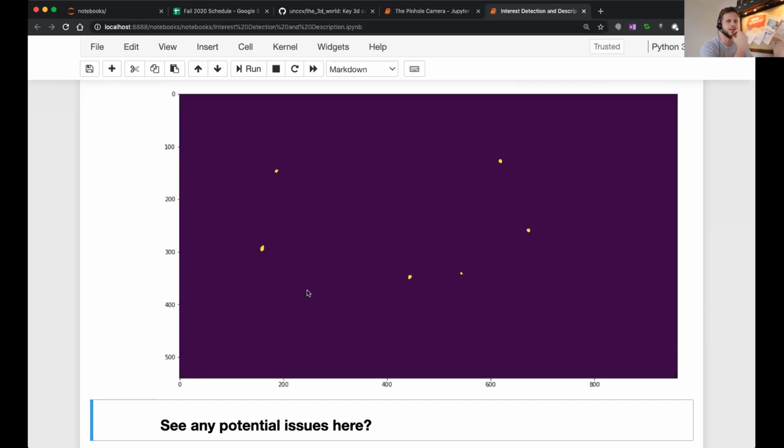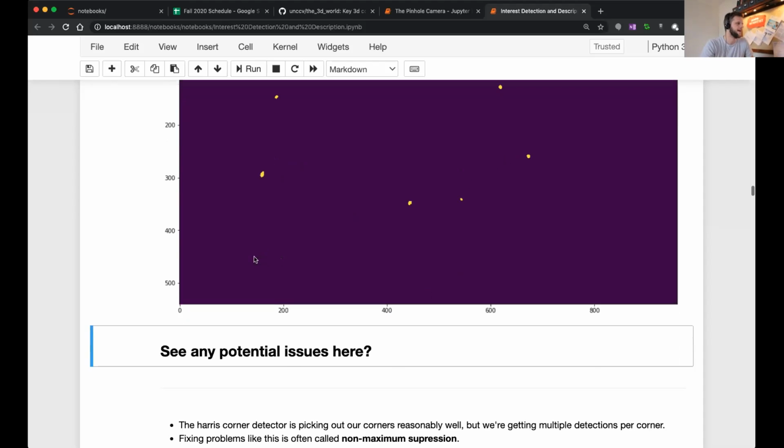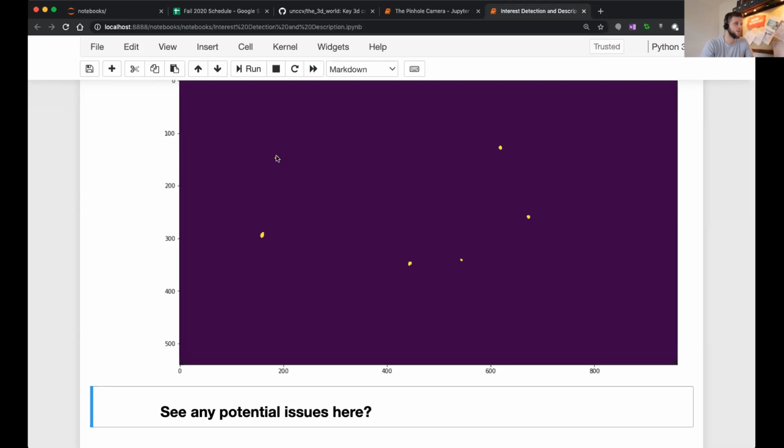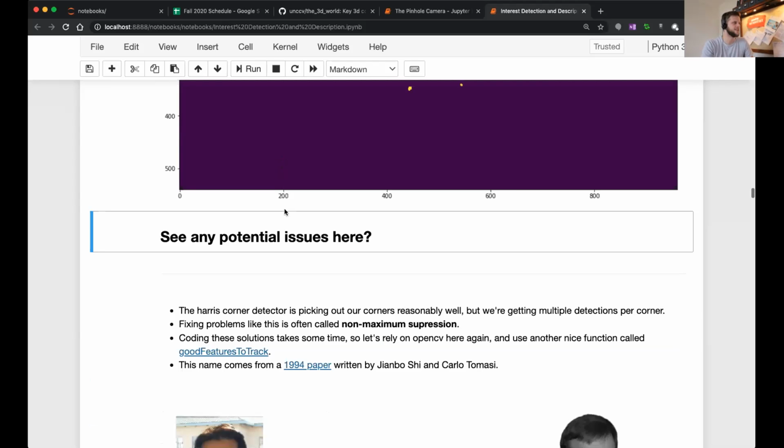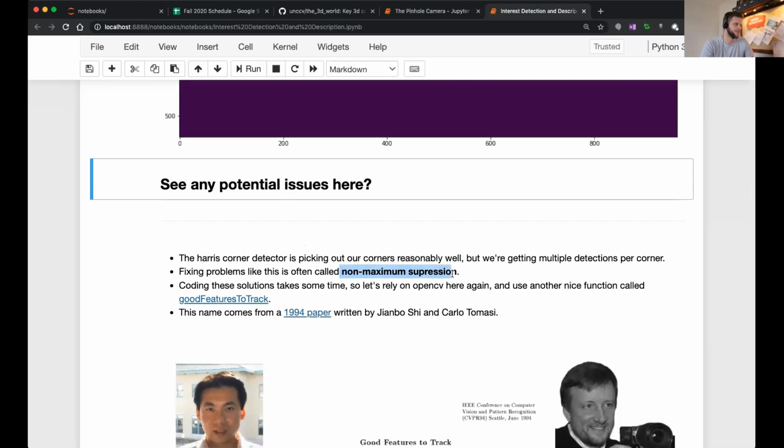Linearity, sure. One thing that I noticed, so have a look here. If you notice, it's not just picking up one pixel, right? See how it's picking up a neighborhood of pixels? That's not great because we'd like to have just one point to focus on. And turning a neighborhood of pixels into one pixel, there's a bunch of ways to do that. It's known as non-maximum suppression.